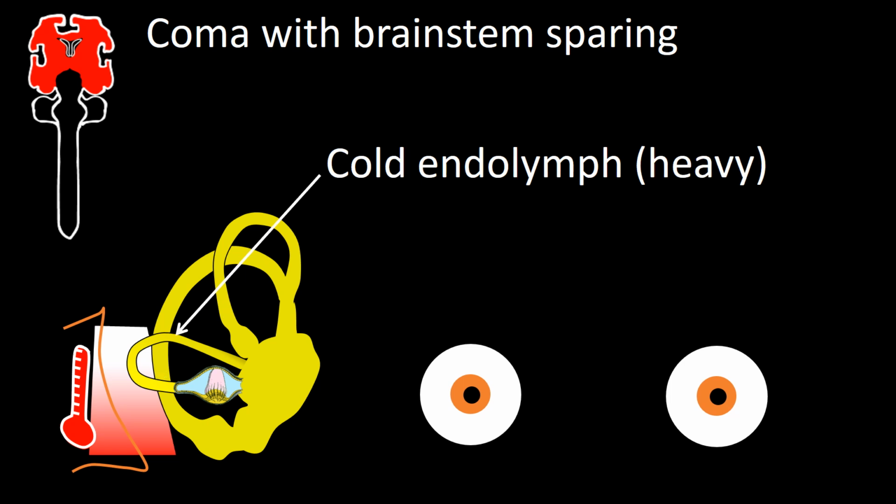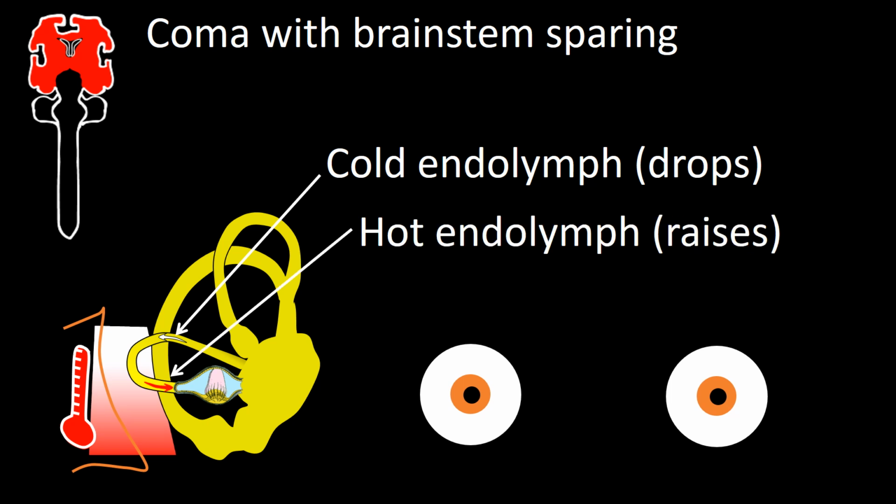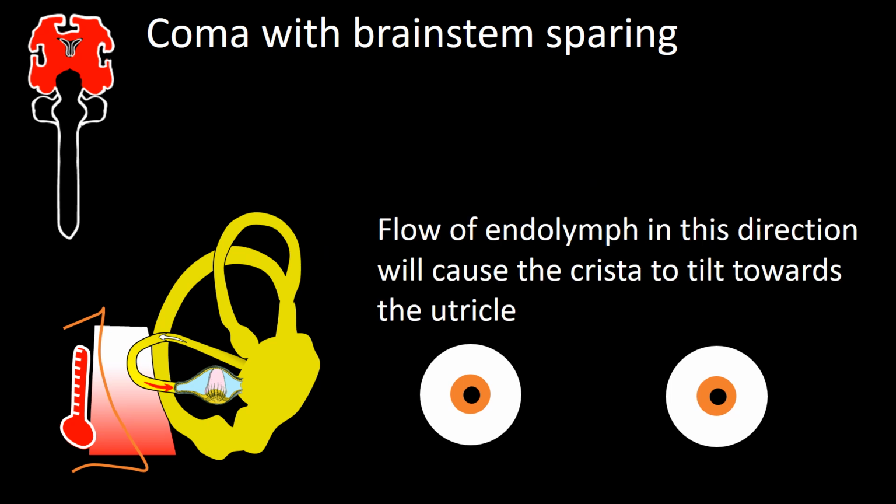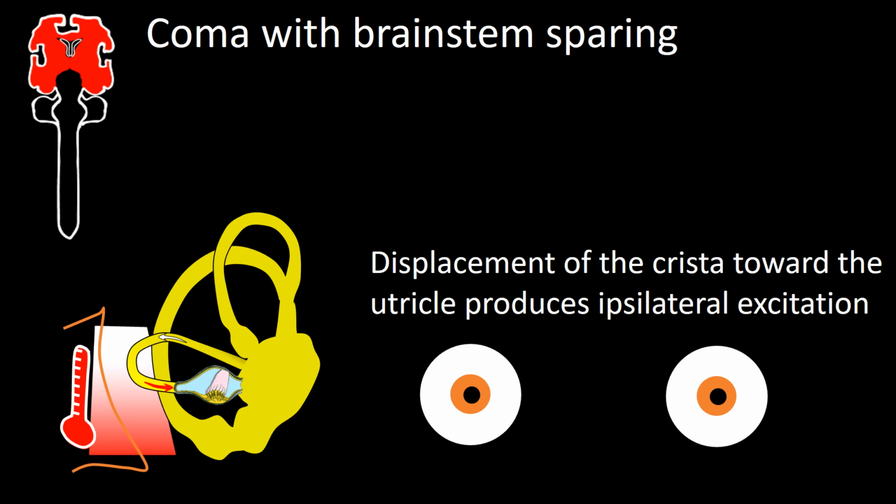Hence, heavy cold endolymph drops, pulled by gravity, as represented by the white arrow, whereas hot endolymph rises, as indicated by the red arrow, producing an endolymph flow in the direction indicated by the arrows, and tilting the crista towards the utricle. Displacement of the crista towards the utricle produces excitation, since in the crista ampullaris of the horizontal semicircular duct, the kinocilia are proximal to the utricle, and as you know, when the stereocilia tilt toward the kinocilia, the hair cells depolarize and increase their firing rate.